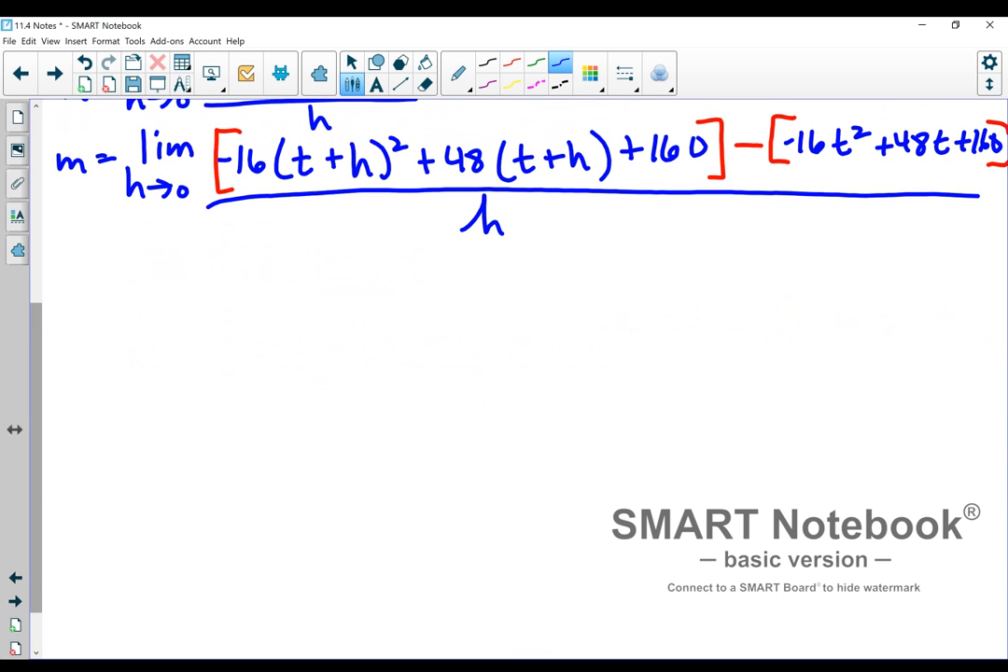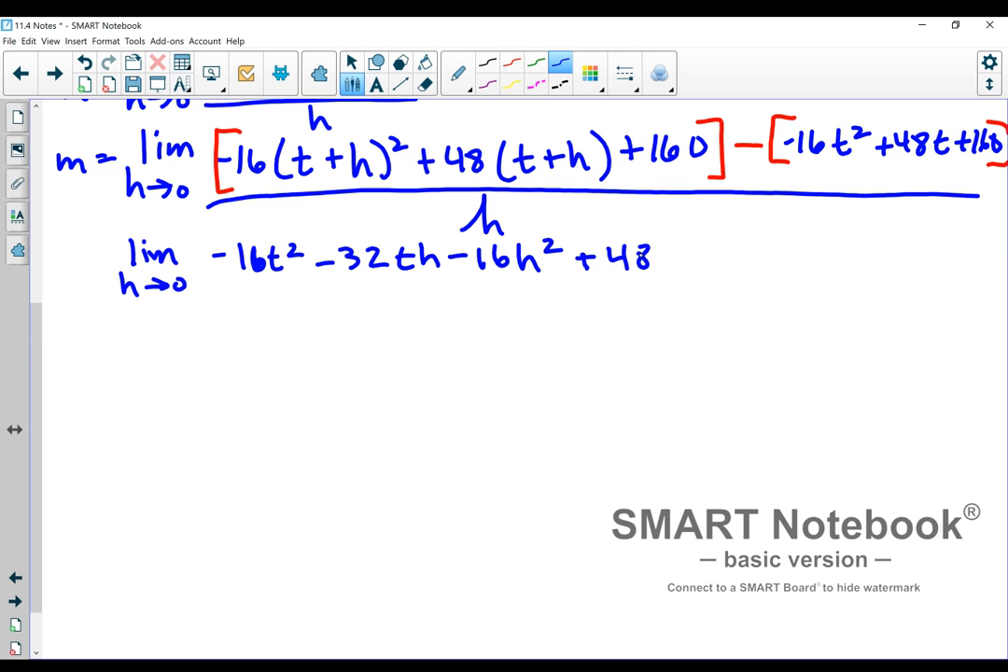So now I need to do a bunch of expanding this binomial and simplifying. So t squared, this will be a negative 16t squared and a minus 32th and a minus 16h squared. So I expanded and distributed all at once, which was maybe a bad idea. We'll see if we screw it up. Plus 48t plus 48h plus 160.